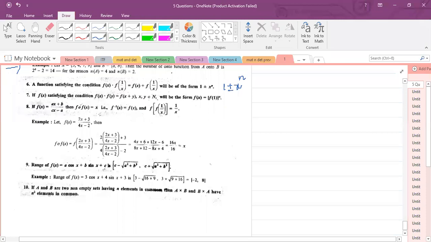And f of x satisfying the condition f of x into f of y is equal to f of x plus y, then it will be of the form a raised to x. In fact, it is in the form of a raised to x, because if you consider a raised to x into a raised to y, it is equal to a raised to x plus y. Therefore, f of x into f of y is equal to f of x plus y.